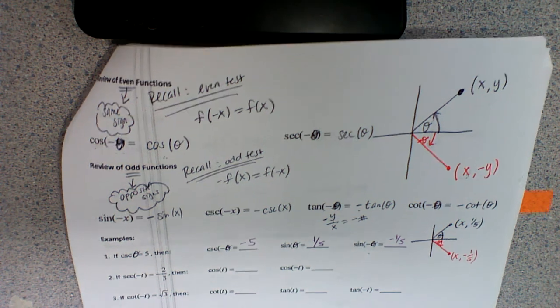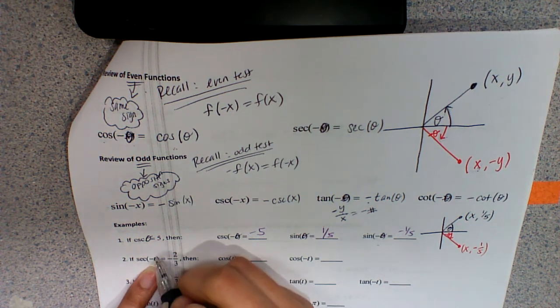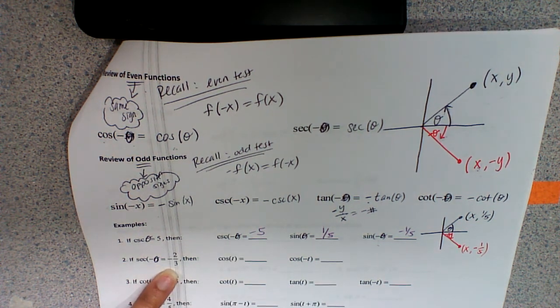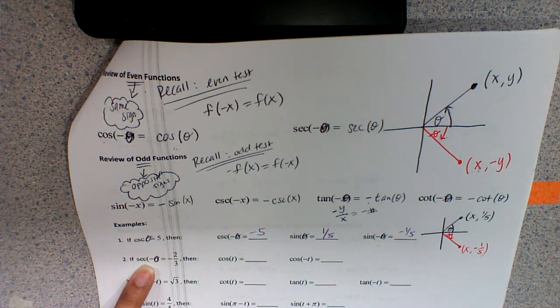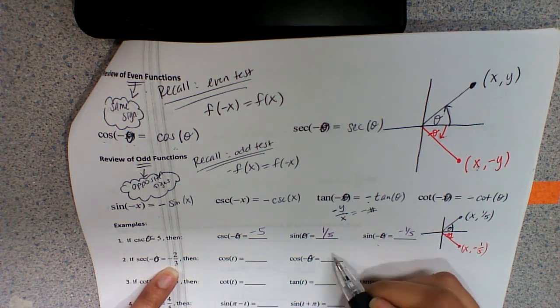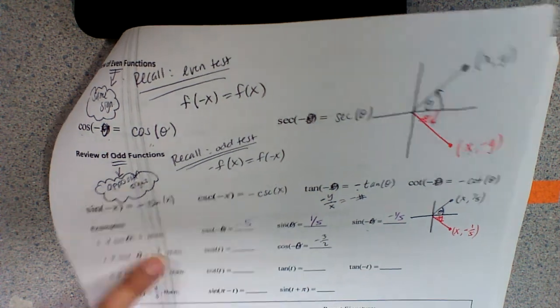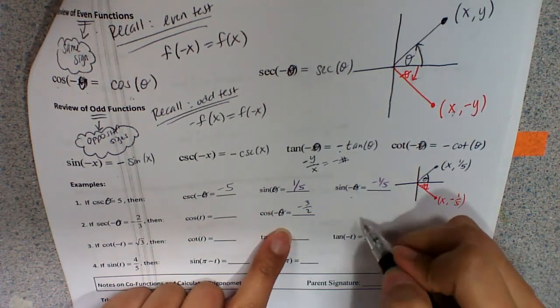Okay, number 2, it's giving you secant of negative theta is negative 2/3. Actually, before I even say that, secant is the reciprocal of cos. So because I'm given that secant of negative theta is negative 2/3, I can go ahead and take the reciprocal of that value to find this answer. There's that, done.